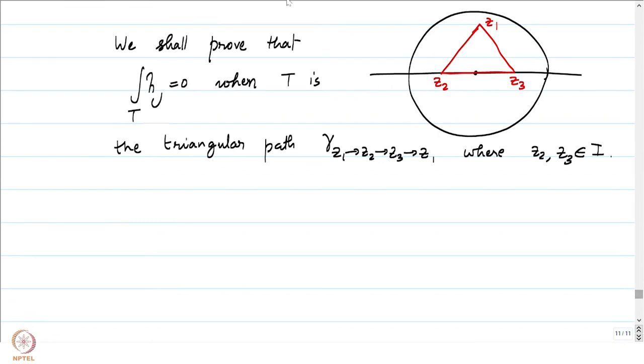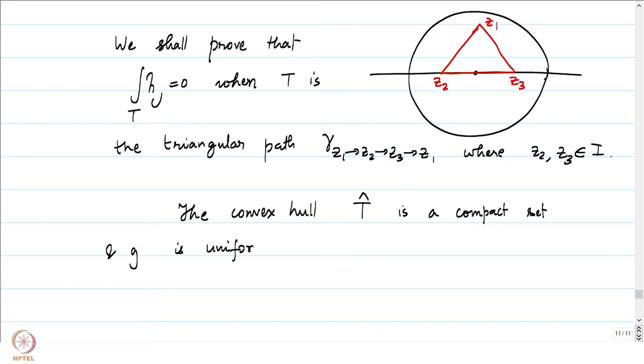So the first observation is the following. If you notice, the convex hull T hat, which is basically summation a_i z_i, where summation a_i is less than or equal to 1, this is a compact set, and g being continuous, g is hence uniformly continuous on T hat.